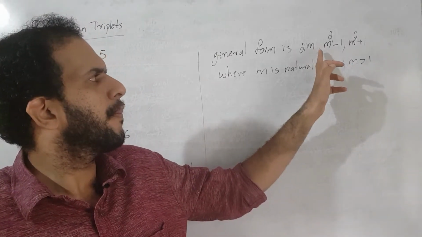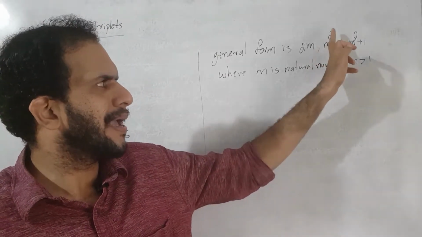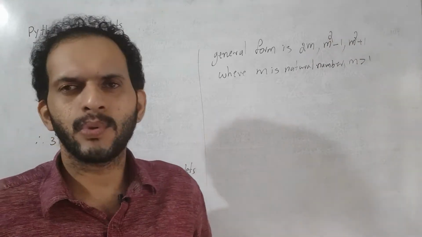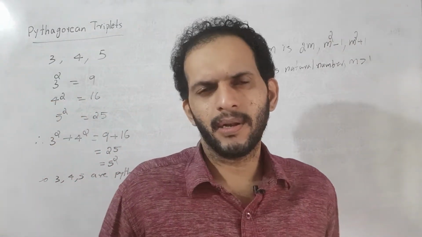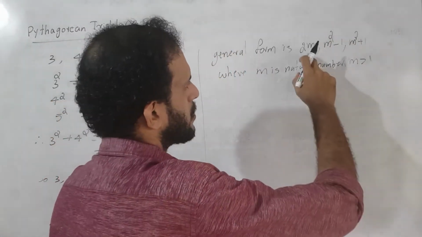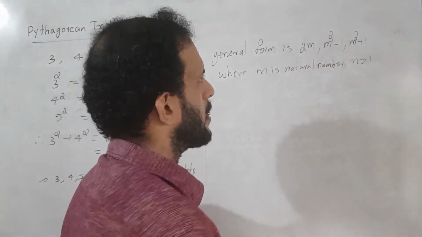2m, m square minus 1, m square plus 1. Then what are the least numbers? The least numbers are 2m and m square minus 1.